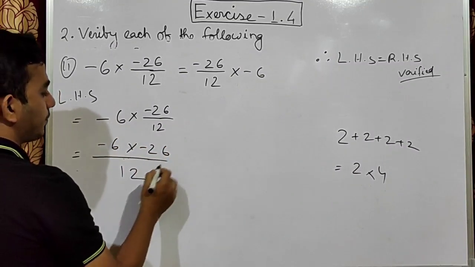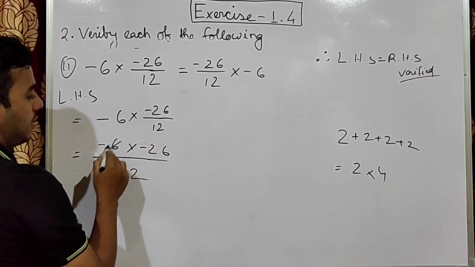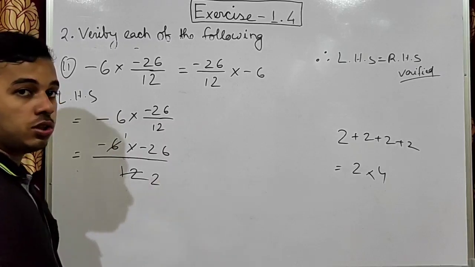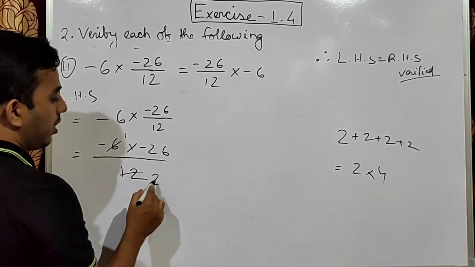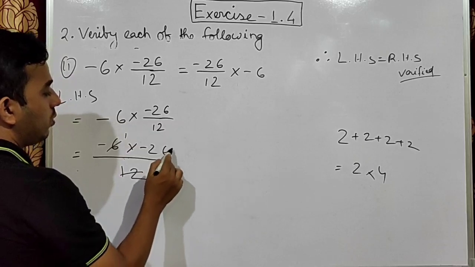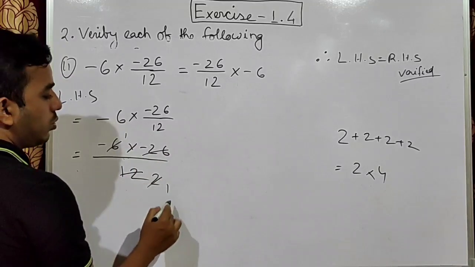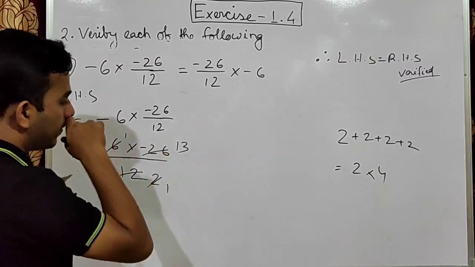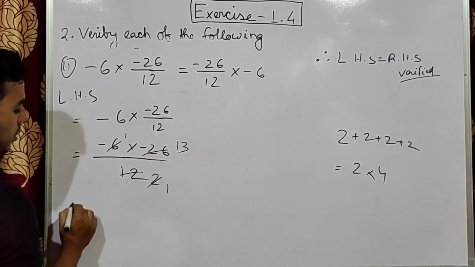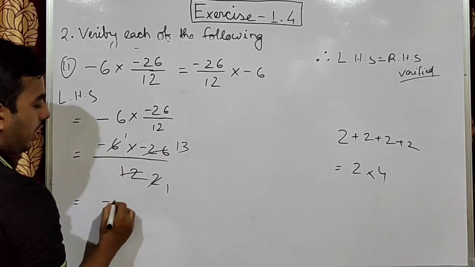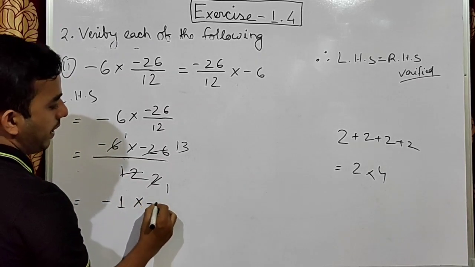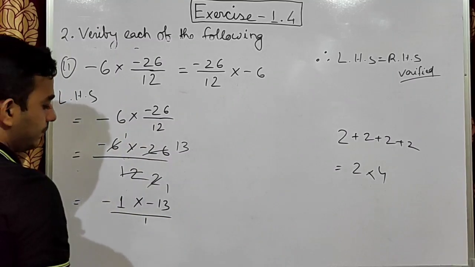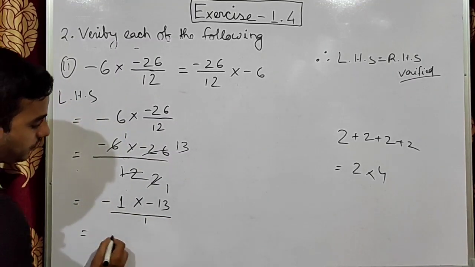Clear? Now look, we can cancel it. 6 into 1 is 6 and 6 into 2, 6 into 2 is how much? 12, right? Now again we can also cancel it. 2 with 2. 2 into 1 is 2, then 2 into 1 is 2, then 3. 2 into 3 is 6. So here left what? Minus 1 into minus 13 divided by 1. Clear?